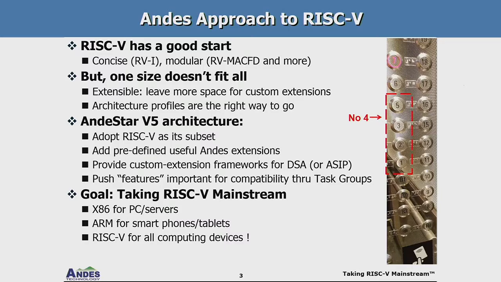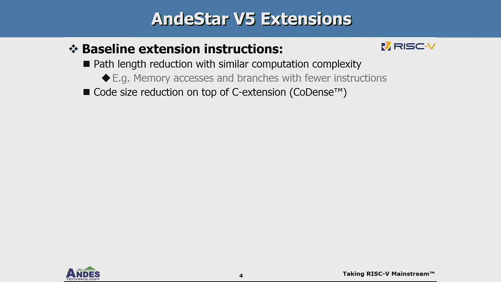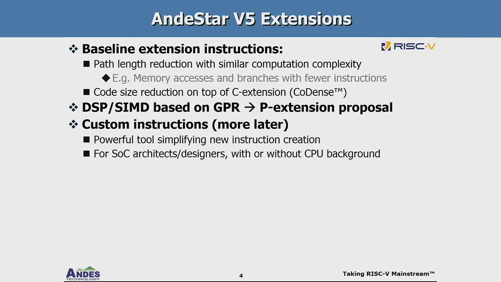Our goal is taking RISC-V mainstream. We know x86 and ARM have their place, but RISC-V wants to target all computing devices. There are a lot of places we can start, and maybe eventually we're going to go back to this two-market split. So for AndesCore V5 extensions on the baseline part, we have some instructions to reduce the path length with similar computation complexity, and this is for performance. We also have code size reduction on top of the current RISC-V extensions. And we are promoting the DSP SIMD based on GPR that Chuanhua talked about and already covered. We welcome interested parties to join to make the P extension a good one for everybody.